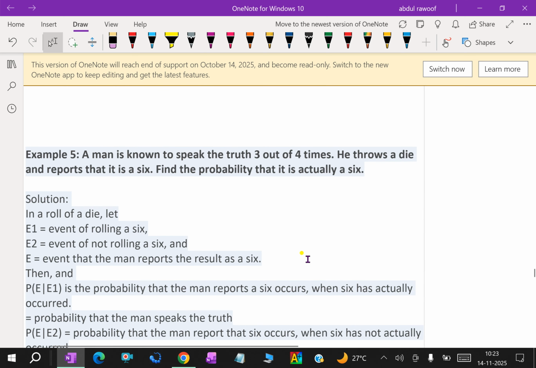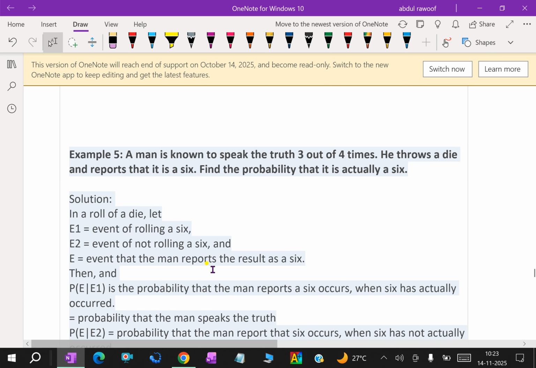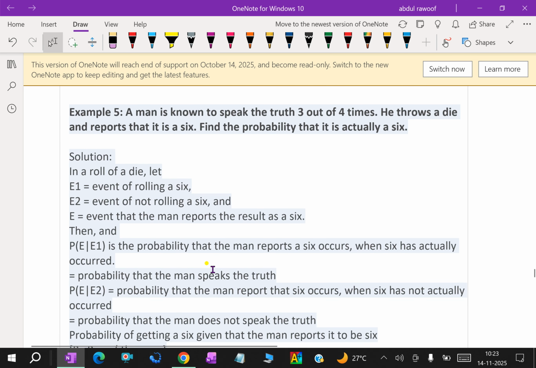Next question, look here. A man is known to speak the truth 3 out of 4 times. He throws a die and reports that it is a 6. Find the probability that it is actually 6, because he may tell a lie or the truth. But in this condition, what is that?